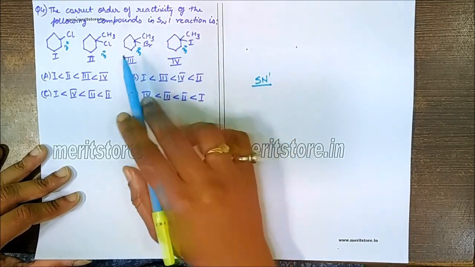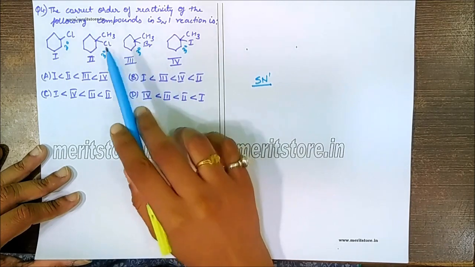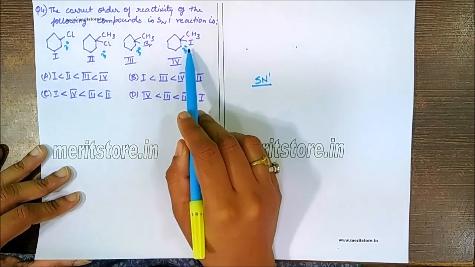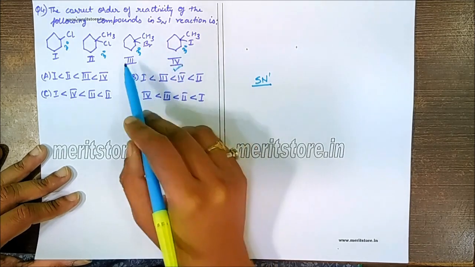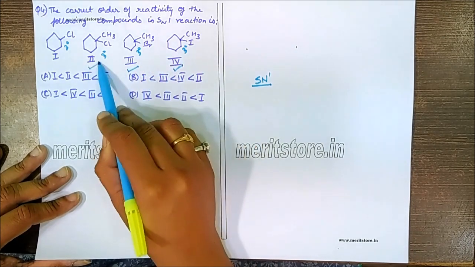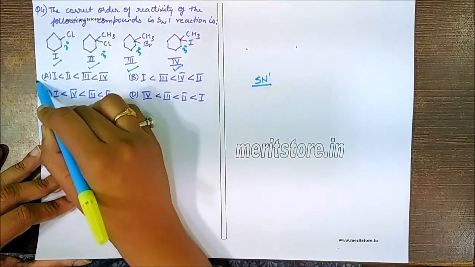So SN1 is more favorable for the tertiary, but we have 3 halogens to be compared. The one which can be broken very easily is the iodide. So iodide, fourth, will have the highest reactivity, then third, then 2, and the least is for 1. Hence our option is A.